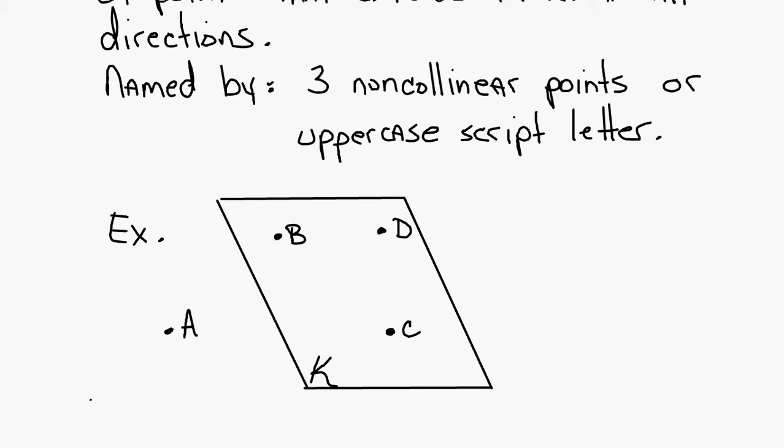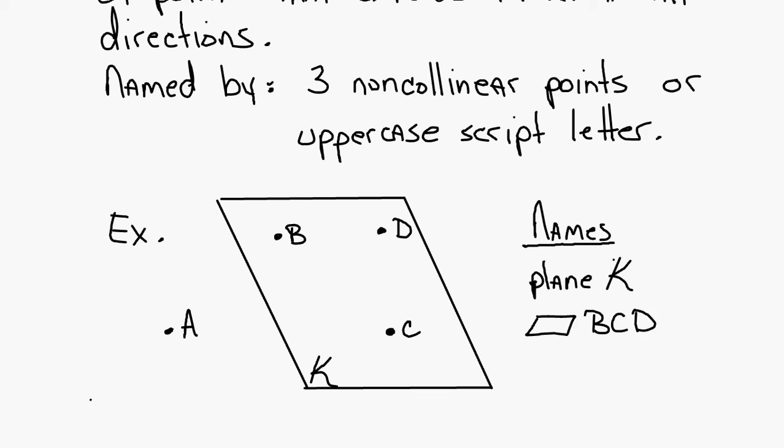So you could name this thing a couple different ways. You could call it plane K, and you use your uppercase script K. You could draw the little symbol for plane, which looks like this. And in this case, you could use the letter K or 3 non-collinear points, B, C, D. And then you can just write the word plane and those same 3 points. Any order, it doesn't matter, DCB.